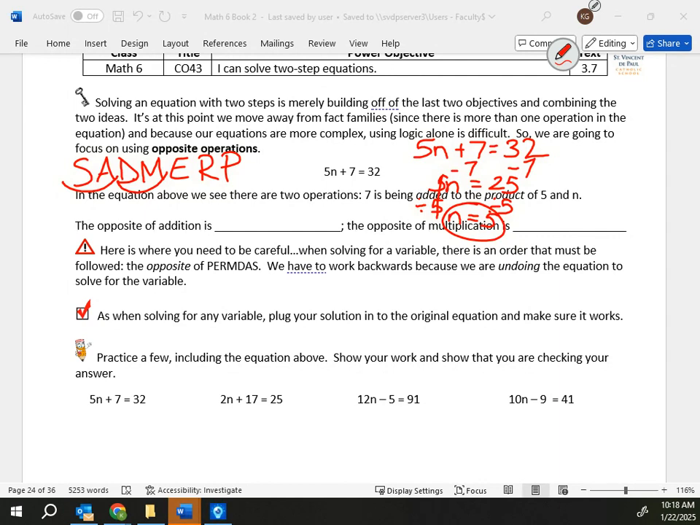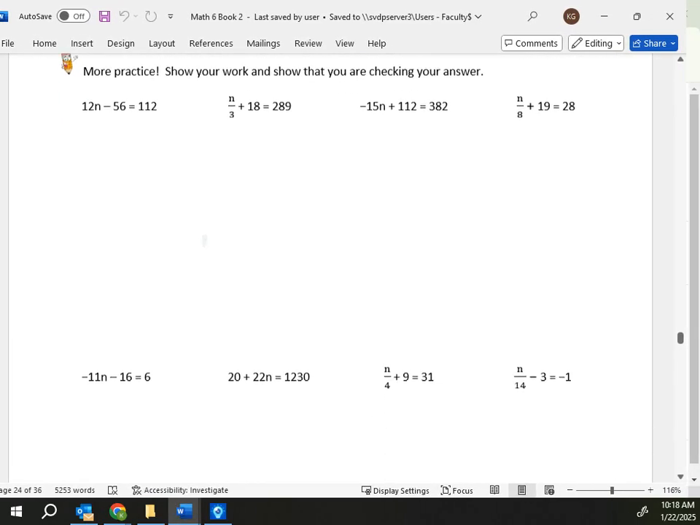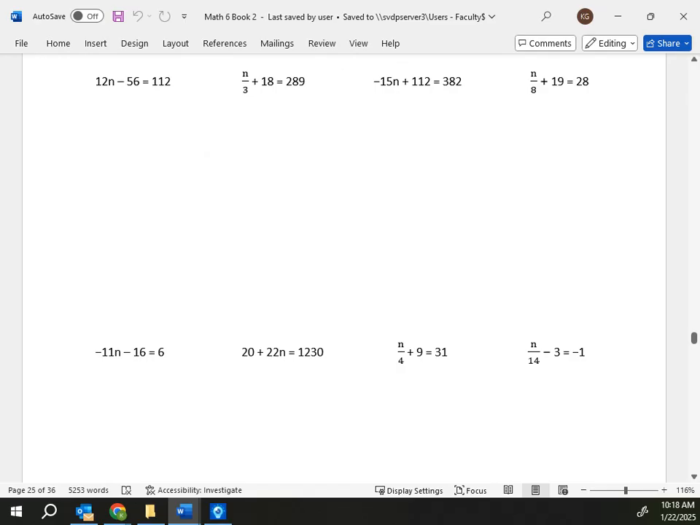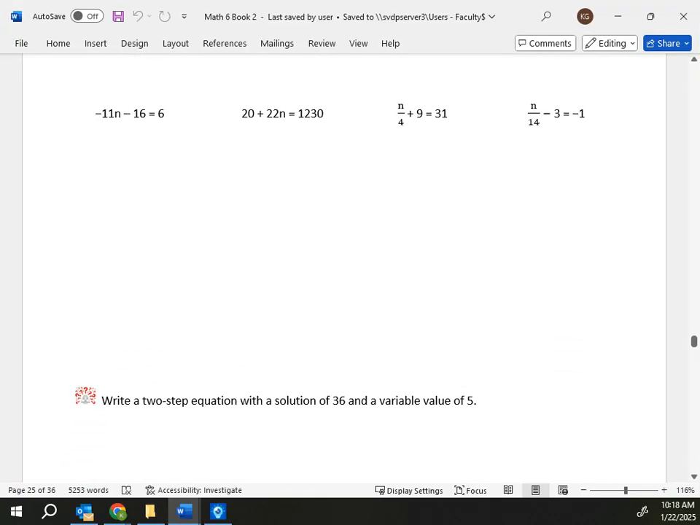Remembering negative numbers matter. So if there's a negative sign next to your number, you have to keep it with that number when you're adding or subtracting, when you're multiplying or dividing. So we have to work with negative numbers, so we can't forget those rules. So let's look at one of the ones on that second page. Let's look at this line. We had minus 16, so we're going to add 16 to both sides. So we have negative 11n equals 6 plus 16 is 22.